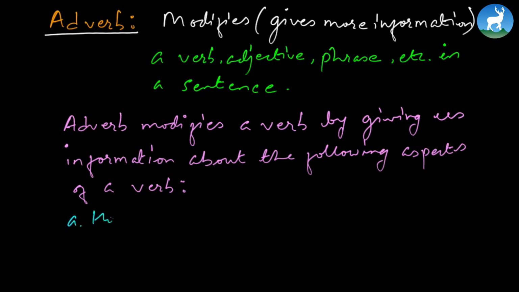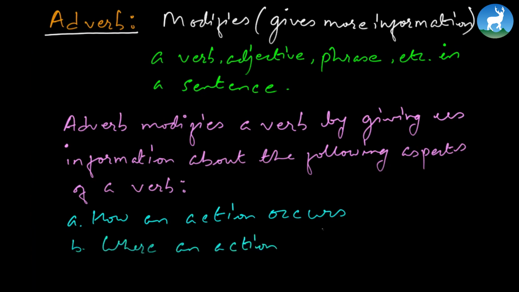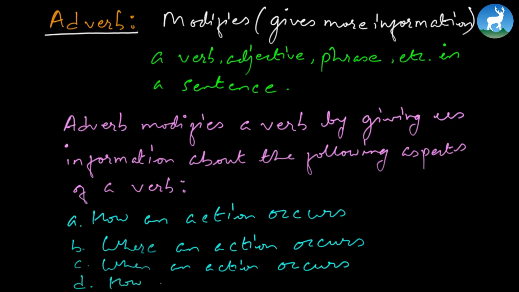Like for instance, how an action occurs. An adverb defines how an action occurs, where an action occurs, when an action occurs, and finally, how often an action occurs. So it always answers these four questions: how, where, when, or how often an action occurs.